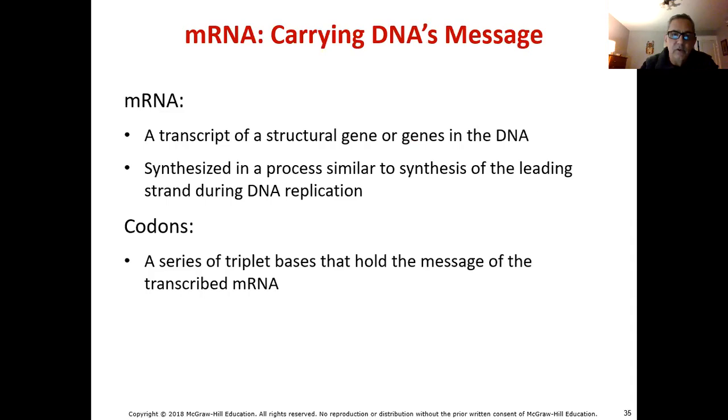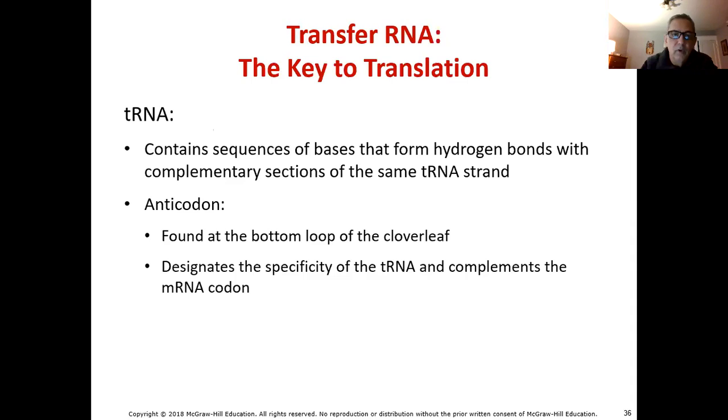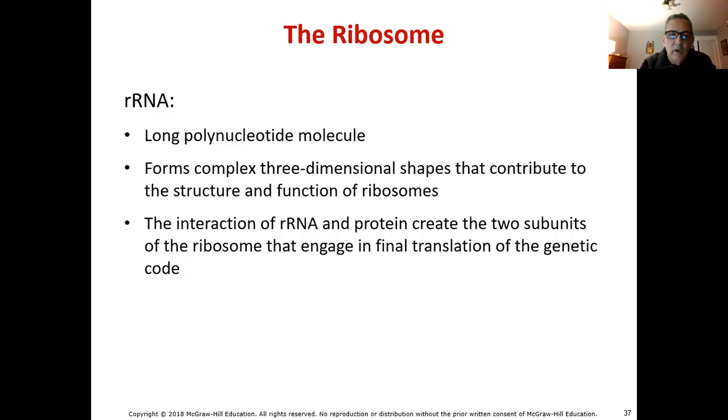The message RNA is a transcript of a structural gene or genes in the DNA. Synthesis occurs in a process similar to that of the leading strand during DNA replication. The codon is any triplet of bases that holds the message for the transcribed message RNA. The transfer RNA has the anticodon that is complementary to the codon on the message, determining which amino acid. Ribosomal RNA is a long polynucleotide molecule. It has complex three-dimensional shapes contributing to the structure and function of ribosomes. The interaction of ribosomal RNA and protein creates the two subunits of the ribosome.